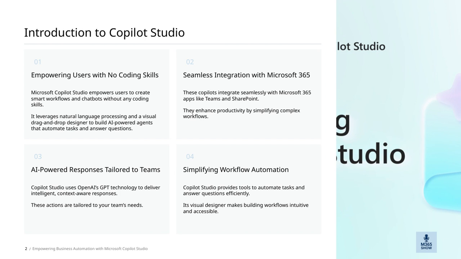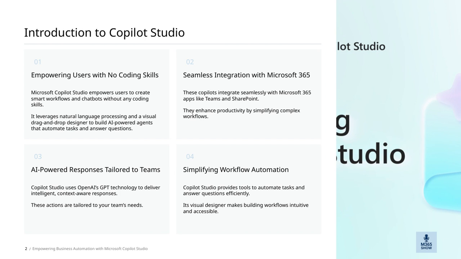Copilot Studio leverages OpenAI's GPT technology to provide intelligent, context-aware responses, meaning it understands your specific needs and tailors its actions accordingly. These actions are not one-size-fits-all. They're customized to support your team's unique workflows. Another key point is how seamlessly these copilots integrate with Microsoft 365 apps like Teams and SharePoint. This integration boosts productivity by simplifying complex processes and making information more accessible.